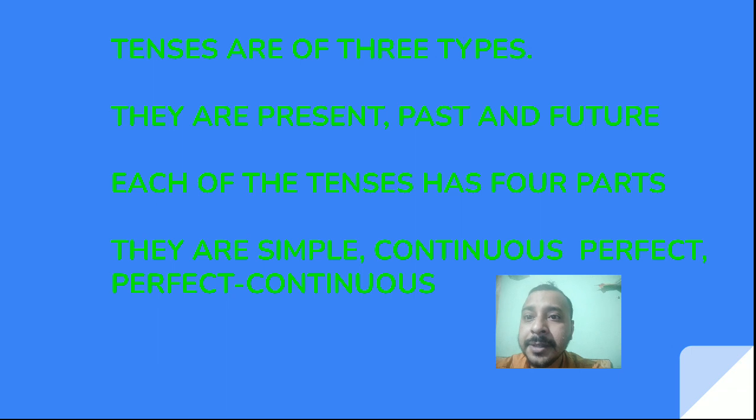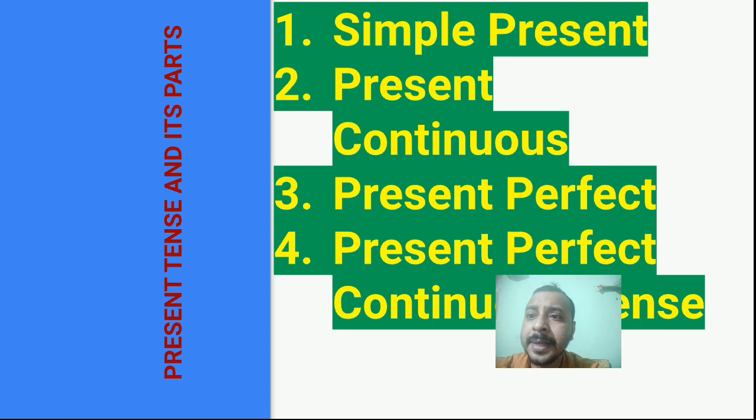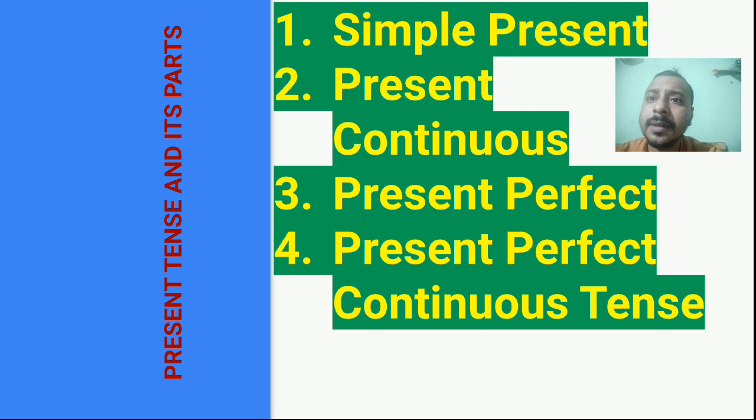Okay, but today in this video we shall discuss only the present tense and its parts. Only the present tense and its parts. You see, the present tense and its parts are as shown here: simple present, present continuous, present perfect, and present perfect continuous tense. So let's understand all of these four tenses of present tense one by one. First of all, we shall discuss simple present tense in detail.